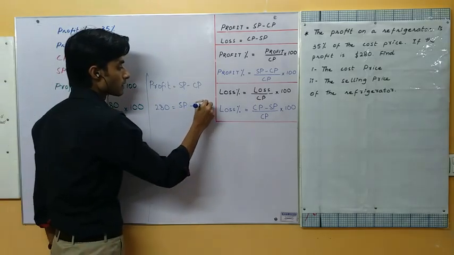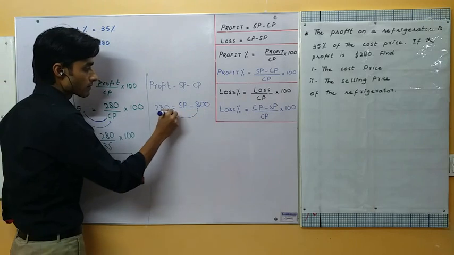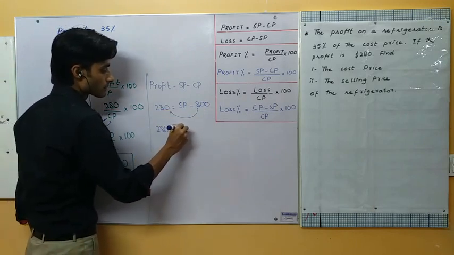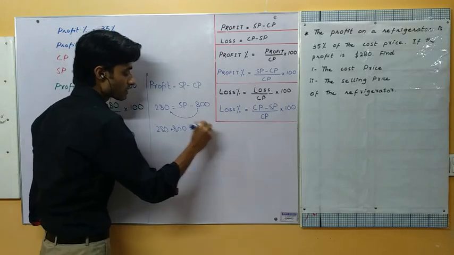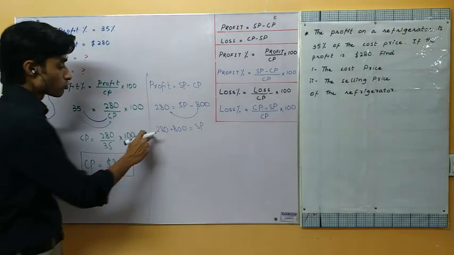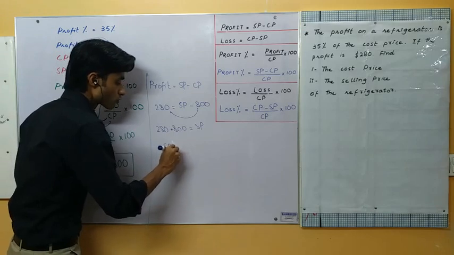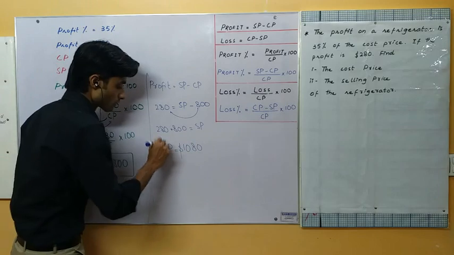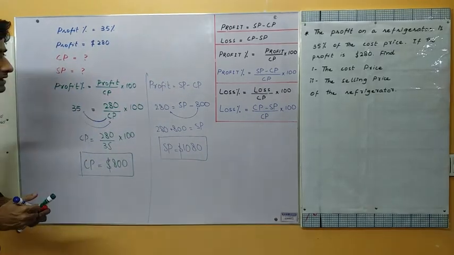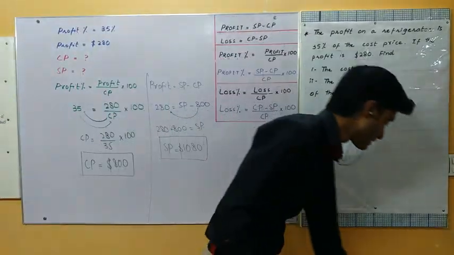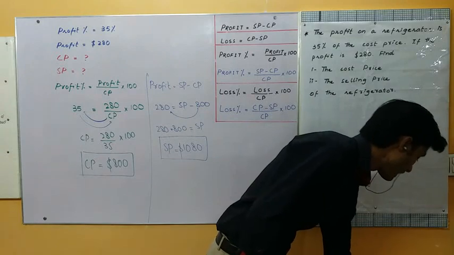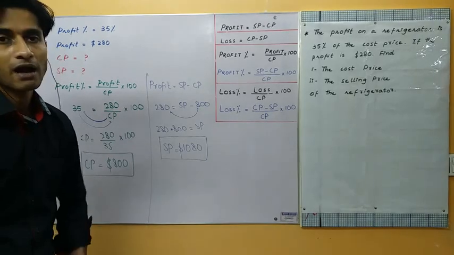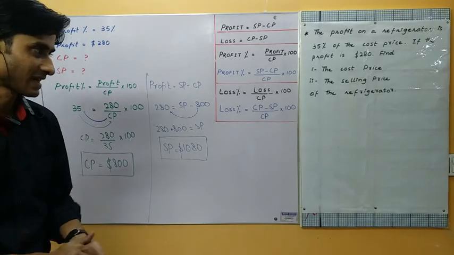which is 800. If I bring this 800 over here, this 800 will start adding on this side, equal to selling price, the only unknown. And 280 plus 800 is going to be the value of selling price, that is $1080. So these are the two things that we were looking to find out in this word problem. It's a very easy question, and I really hope that most of you will now have understood how to solve a word problem of this kind.